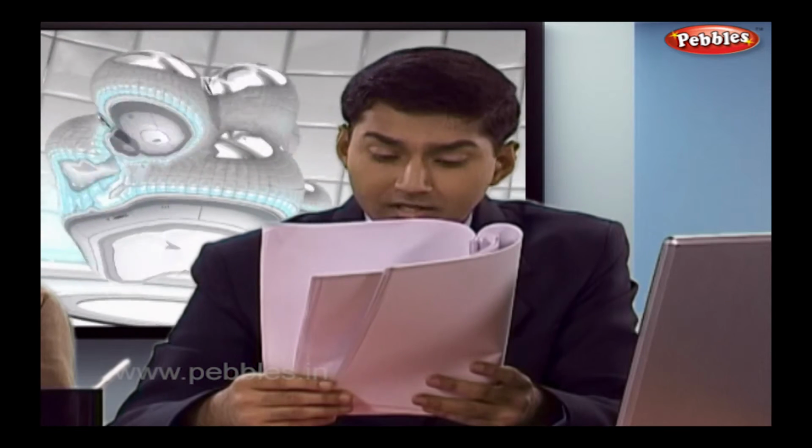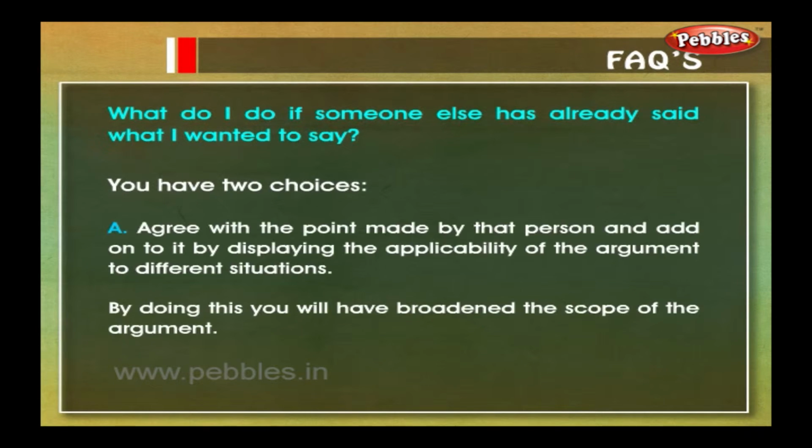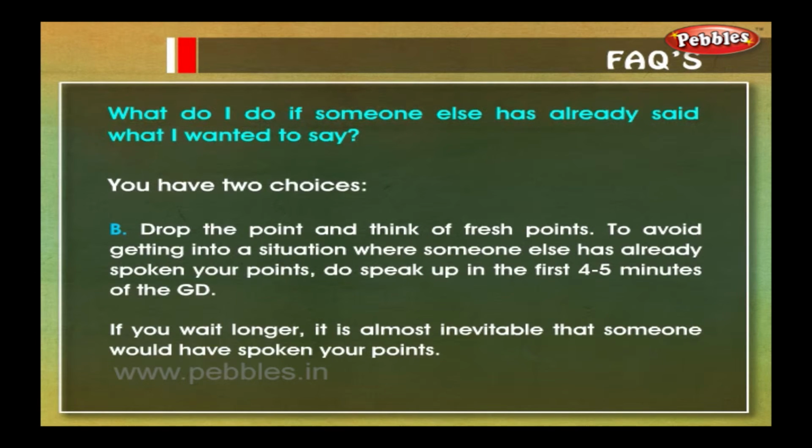What do I do if someone else has already said what I wanted to say? You have 2 choices. Agree with the point made by that person and add on to it by displaying the applicability of the argument to different situations. By doing this, you will have broadened the scope of the argument. Or drop the point and think of fresh points.